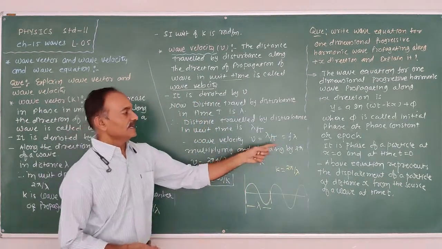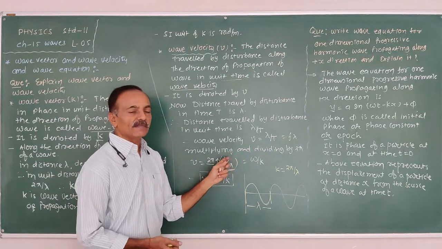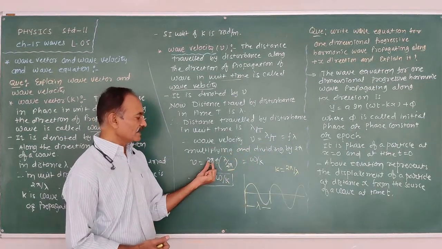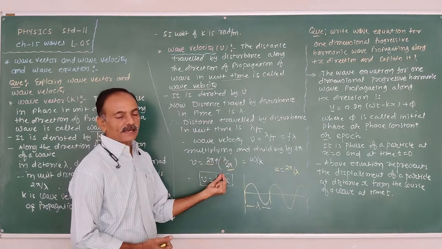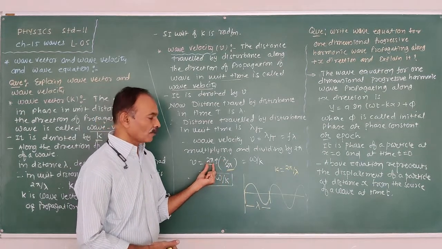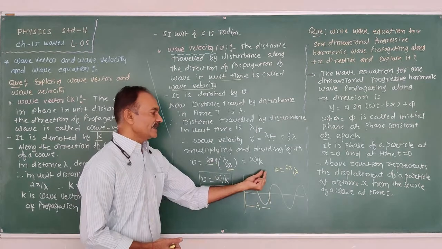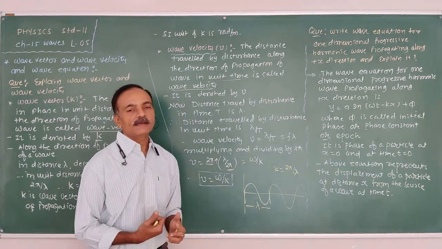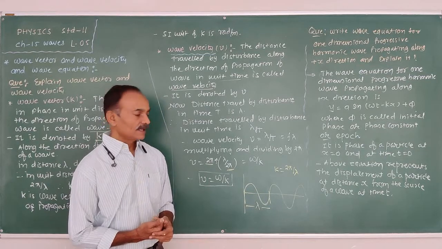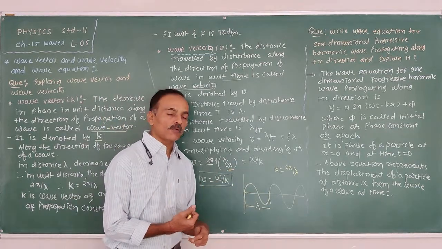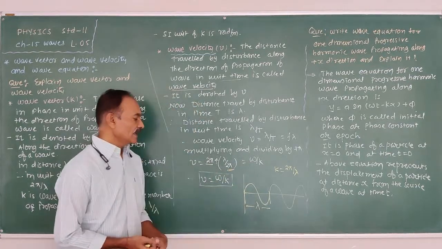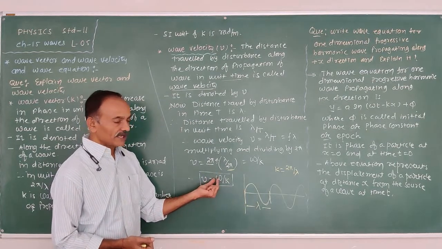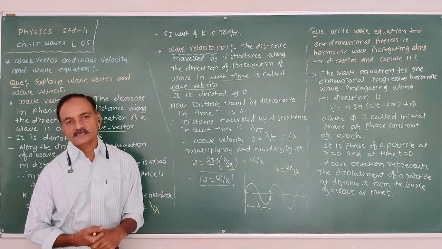Now, the right hand side is divided and multiplied by 2 pi radian. Therefore, v is equal to 2 pi f into lambda upon 2 pi. 2 pi f is omega, and k is equal to 2 pi upon lambda. But here we have lambda upon 2 pi, therefore 1 upon k. Therefore, v is equal to omega upon k. And therefore, v is equal to the ratio of angular frequency to the wave vector.